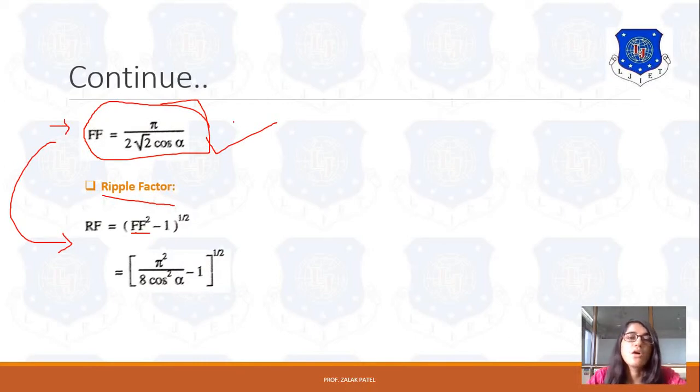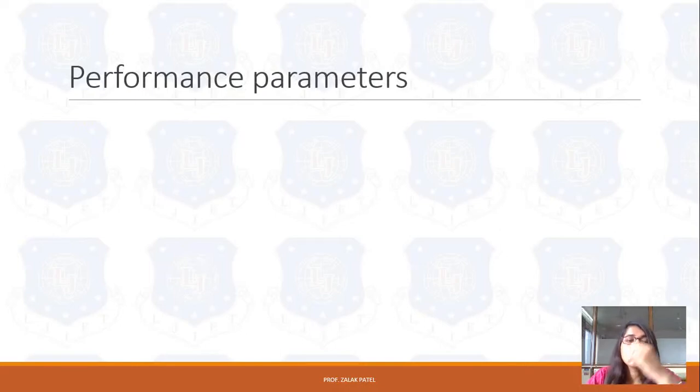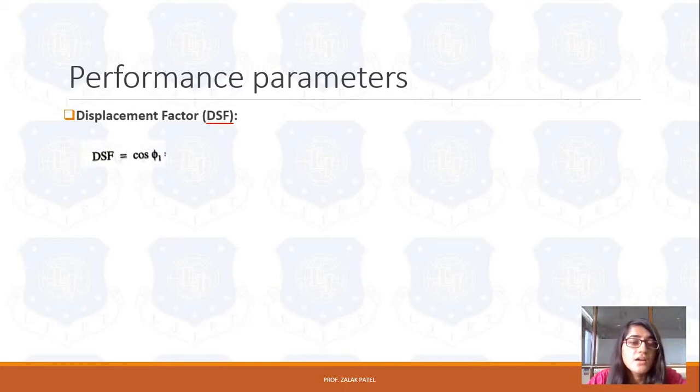Now let's discuss the performance parameters of this full wave converter. We already discussed several performance parameters for the semi converter. What are the performance parameters? They are displacement factor, current distribution factor, power factor, and active power. So let's do it for this full wave converter. First is displacement factor, DSF. DSF can also be called FSF, and it is given by cos phi 1. Here phi 1 is actually the resistive term upon the impedance term, so it can be written like this.